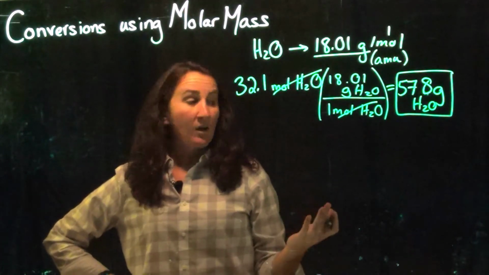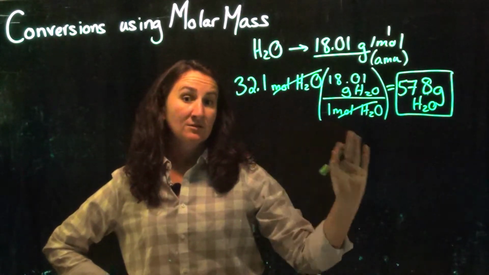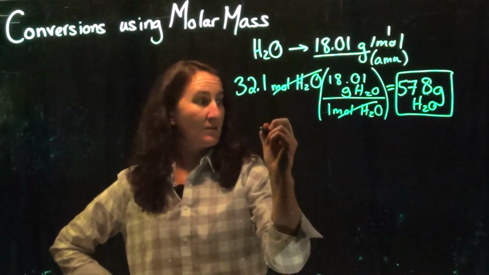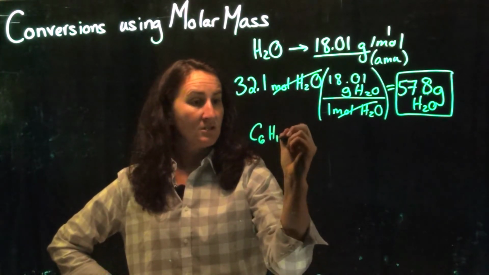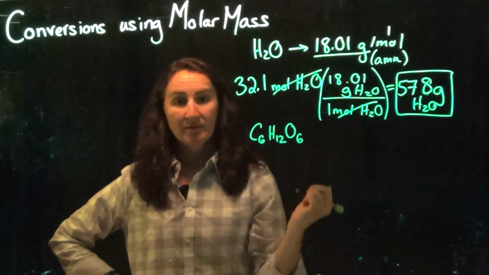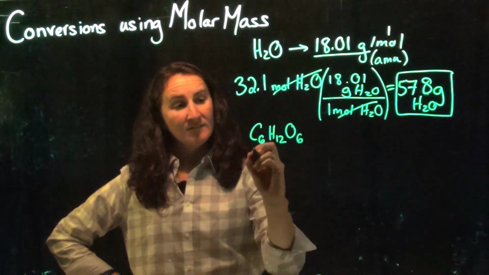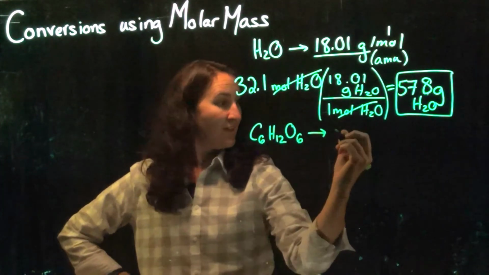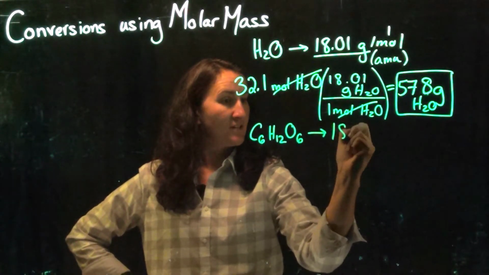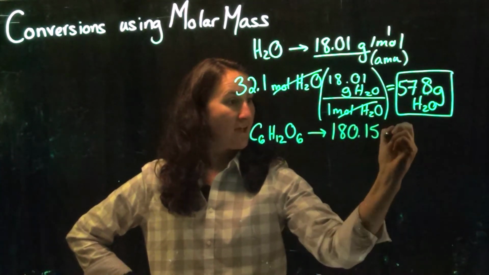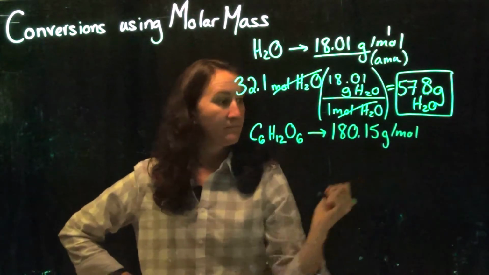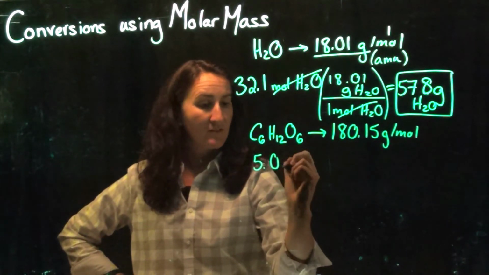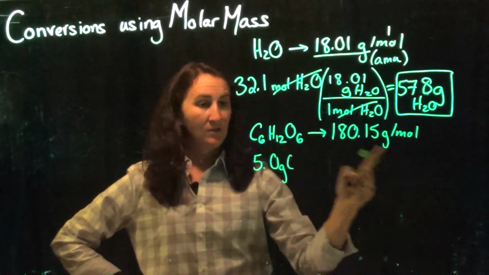What if we wanted to make it a little bit more complicated and go from grams to molecules? So we're going to use a new compound for this example. We are going to use C6H12O6, which is just a sugar. Stop the video and figure out what the molecular weight of this compound is. You should have gotten 180.15 grams per mole.